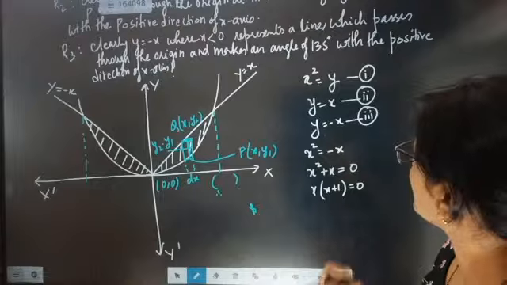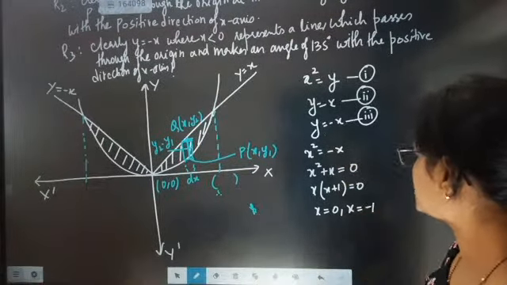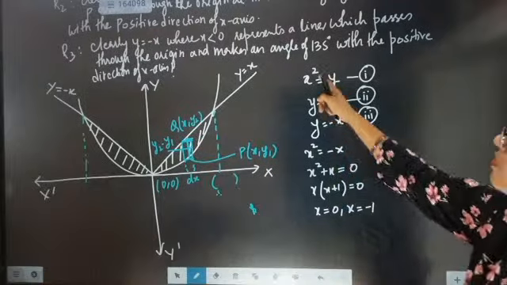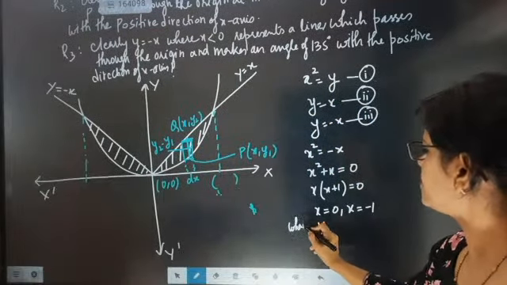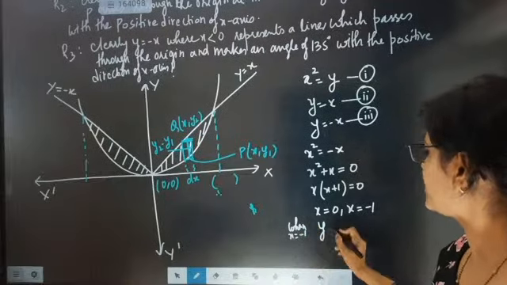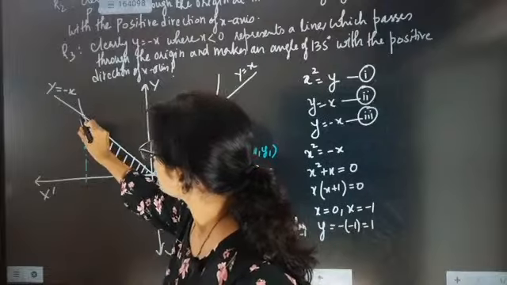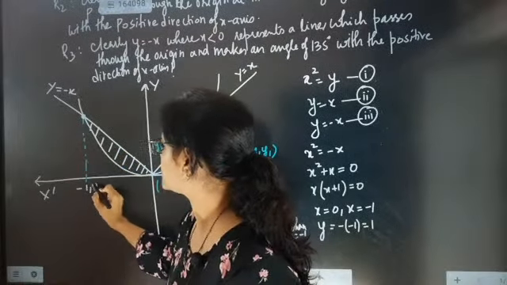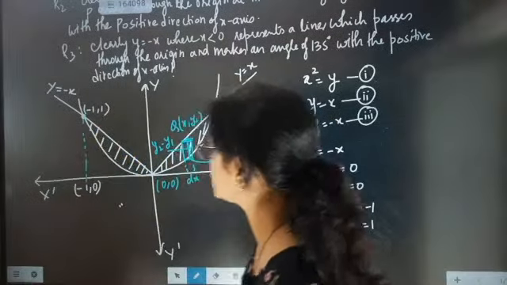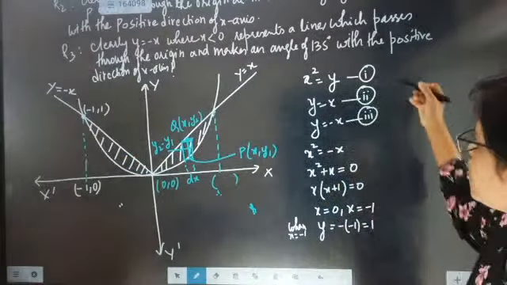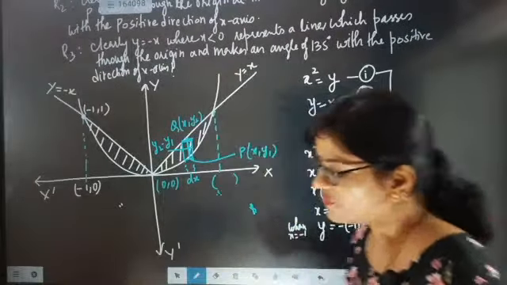So when y is equal to minus x, x will be either 0 or minus 1. When x is equal to minus 1, y will be coming as 1. So here this contact point is minus 1 comma 1. So this contact point we got by using these two equations. We solved these two equations and then we got the contact point.